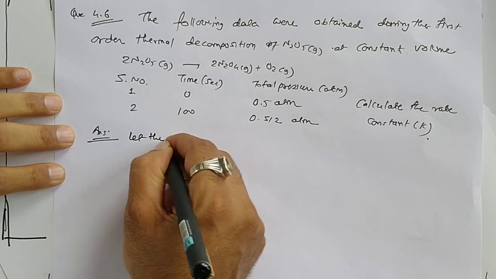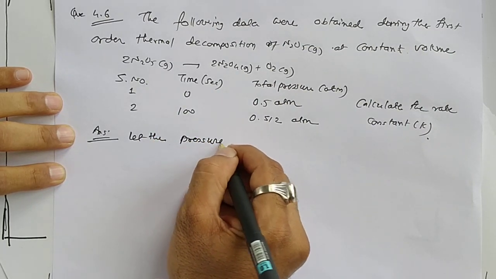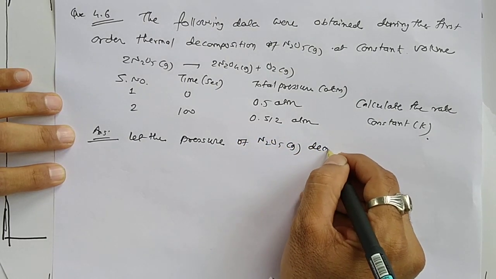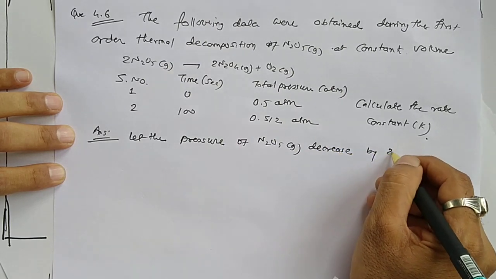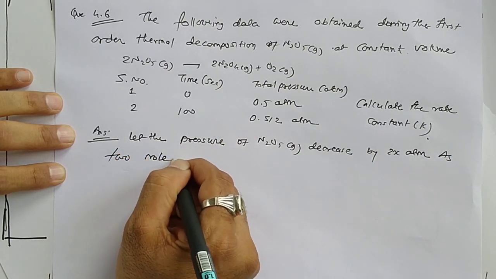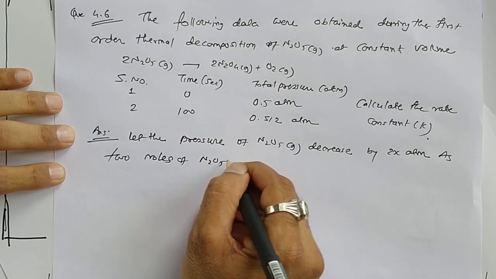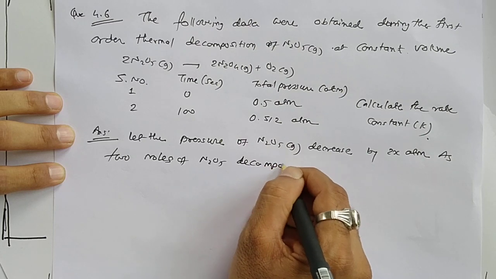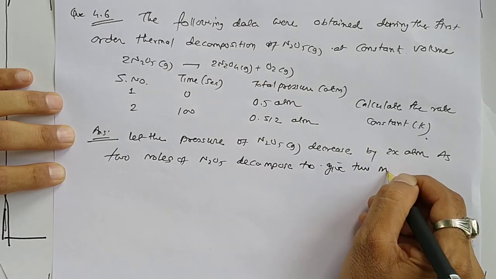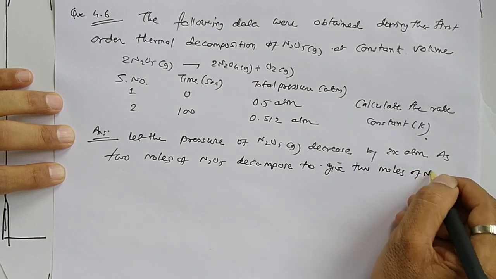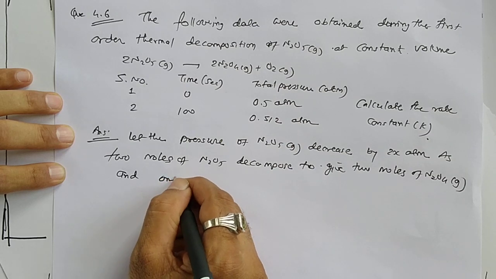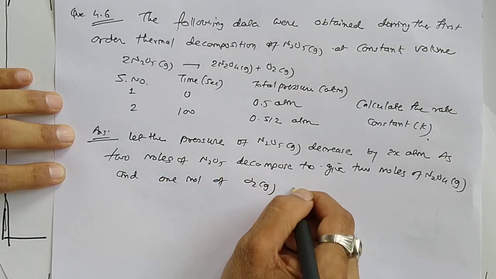Let the pressure of N2O5 gas decrease by 2x atmosphere, as 2 moles of N2O5 decompose to give 2 moles of N2O4 gas and 1 mole of O2 gas.